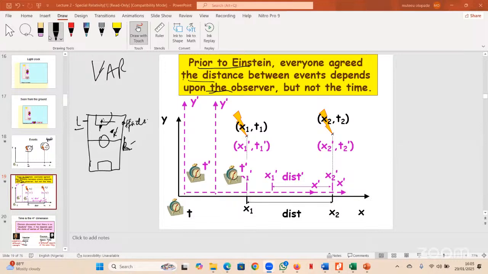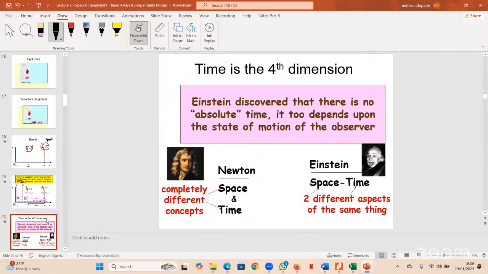So now, just like I said, that was the reason why FIFA had to introduce the VAR, so as to unify what all the officiating men are seeing at the same time. So prior to Einstein's proposition, everyone agreed the distance between events depends upon the observer. So the distance between picking a bottle from here and it being broken by a child varies from one observer to the other. If both father and mother are sitting down here, what they will see, the distance between the breaking of the bottle, will be different. It depends on the observer, what he views.